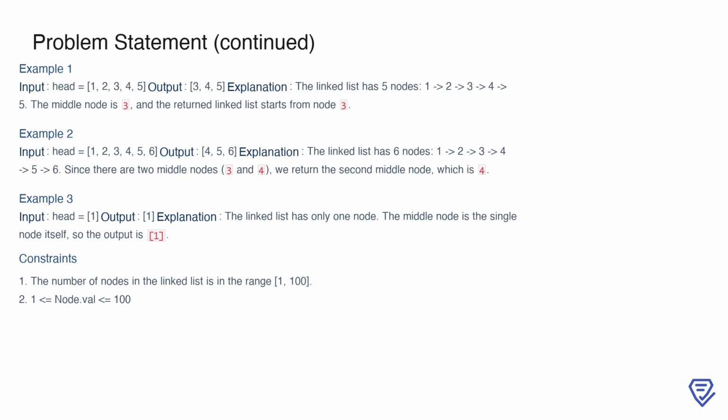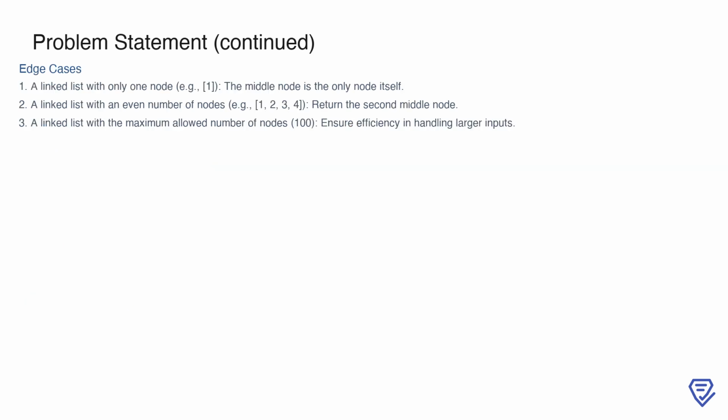Finally, in the third example, the input is 1, a linked list with only one node. In this case, the middle node is simply the single node itself, so the output is 1. These examples illustrate different scenarios, including odd length lists, even length lists, and the smallest possible list. Now, let's consider some edge cases to ensure our solution is robust.